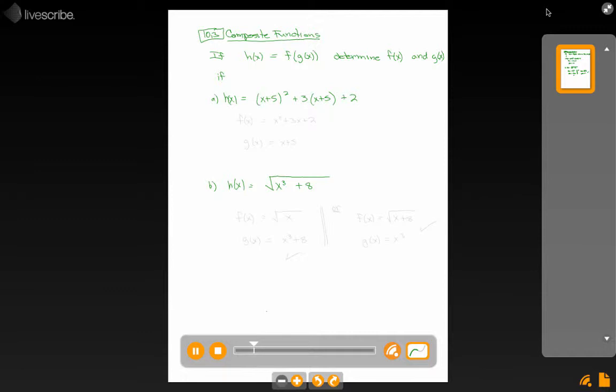Anytime in math where you're given one answer and you're asked for two possible components to it, you actually have lots of possible answers here, but your simplest response is usually your best response.